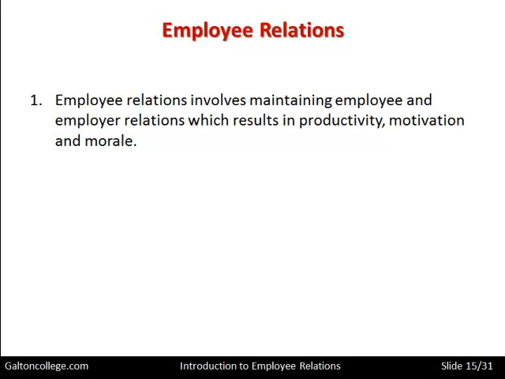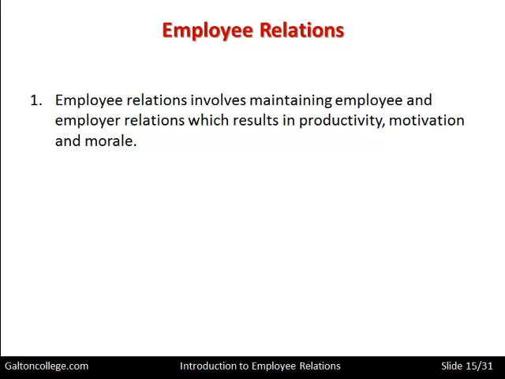Employee relations involves maintaining employee and employer relations, which results in productivity, motivation and morale. It's important that the employees have good morale and good motivation. That way they work harder, they apply themselves properly, they think about the job, they have a voice, the management will listen to them, it's more enlightened. Management can learn from the employees. The employees are the ones doing the work and will therefore have opinions and ideas about how the work should be conducted.